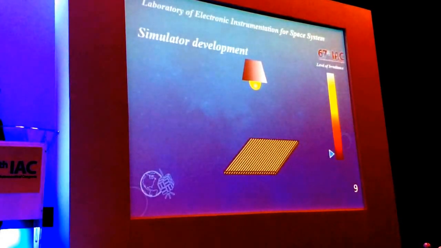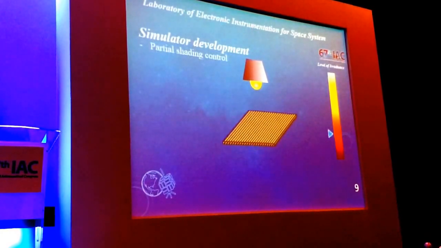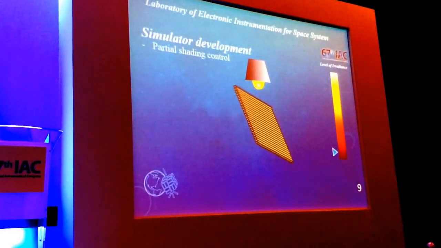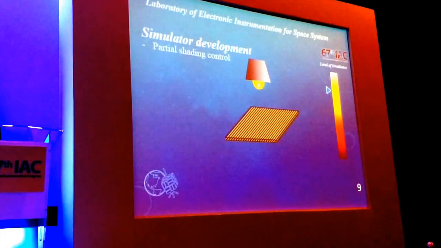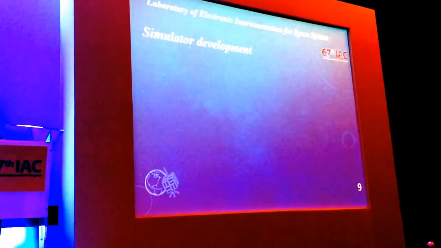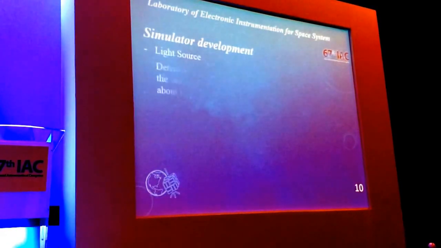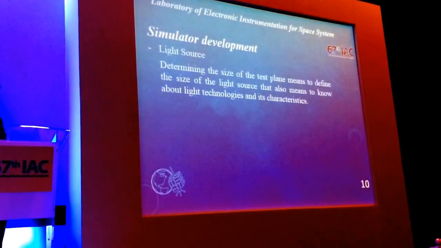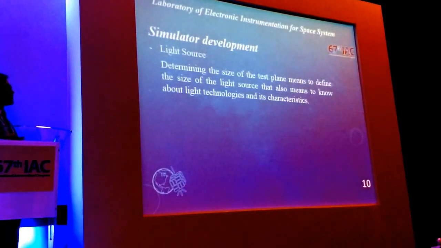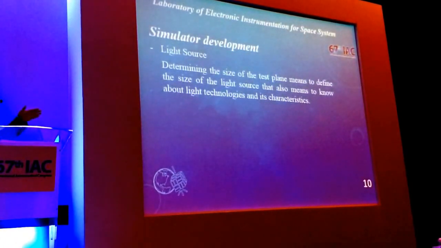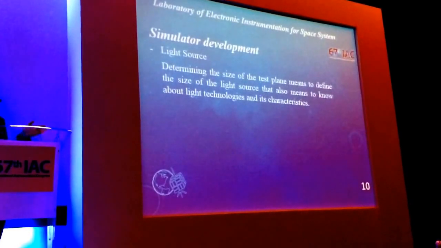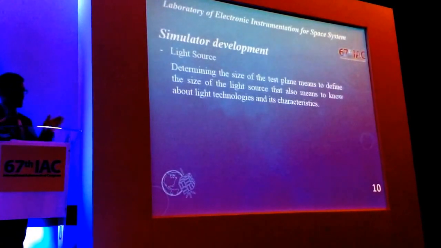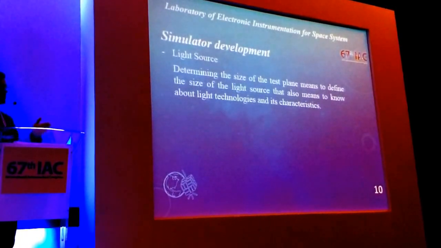And also, the effect of partial shading is achieved by adding angular motion to the test plane, and when we turn this angle, the level of irradiance, of course, is reduced. After proposing the motion that the simulator will have, we need to determine the light source. And when we determine the test plane, that also means we determine the light source, because the light source must cover all the test plane.